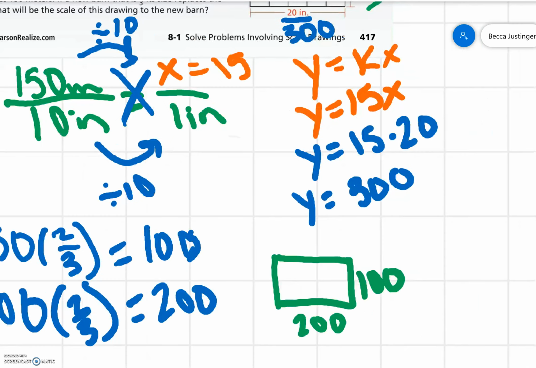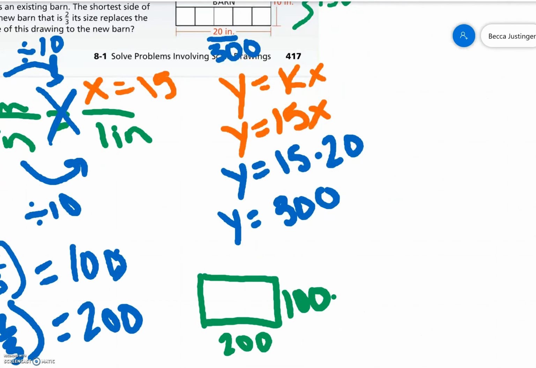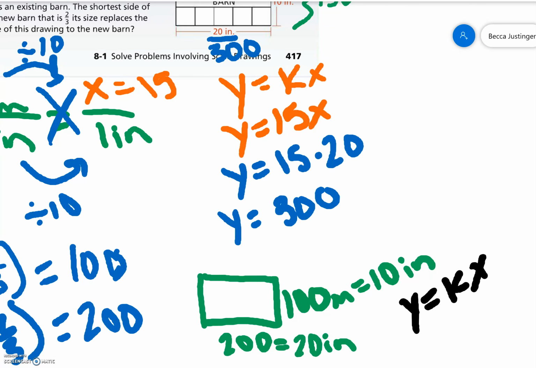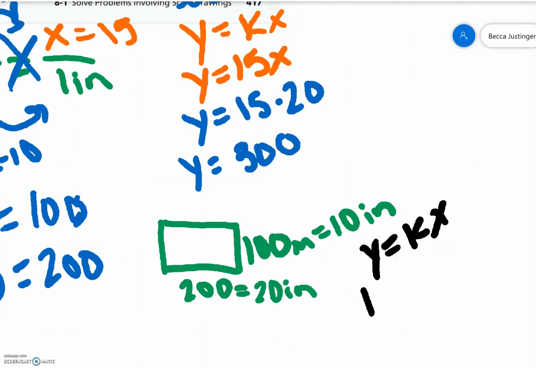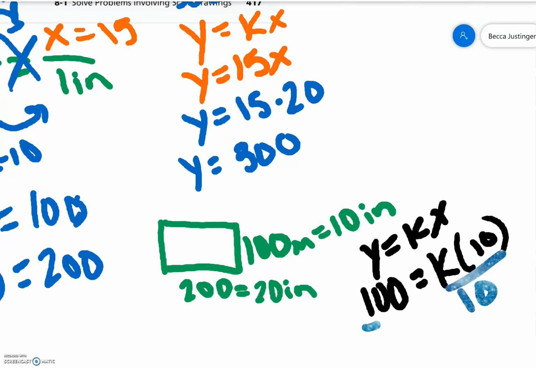And now I need to find out what the new scale factor is. So 100 meters is 10 inches. 200 meters is 20 inches. So if I'm using the formula again, y equals kx, I can just use one of them. 100 equals k times 10. Solving for k, I divide by 10. So the new scale factor is 10.